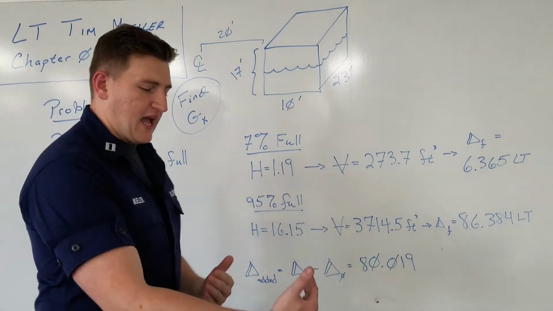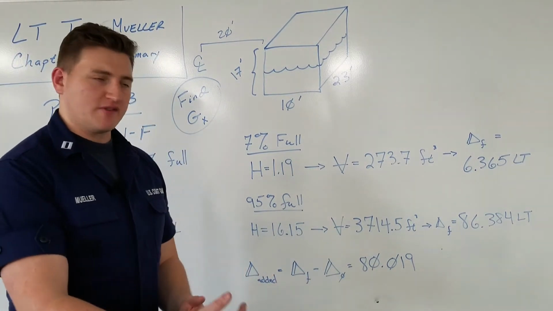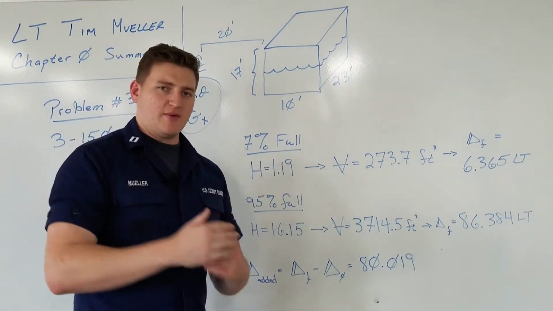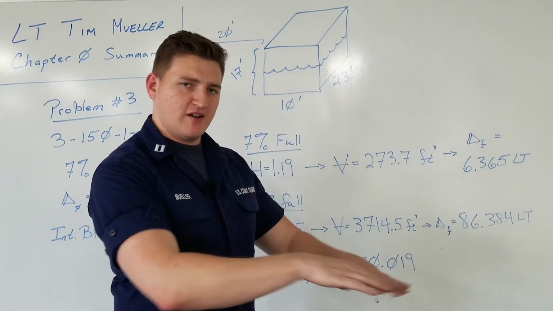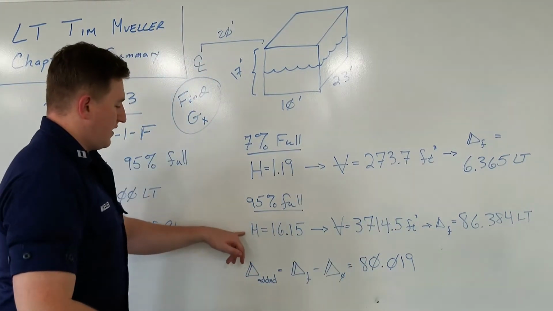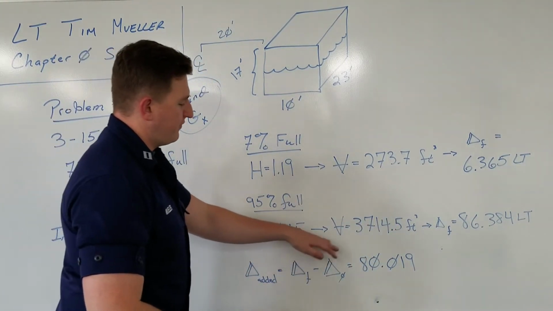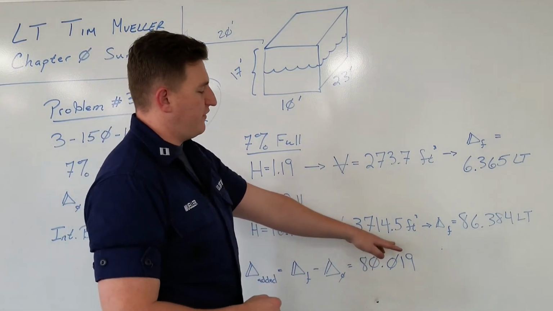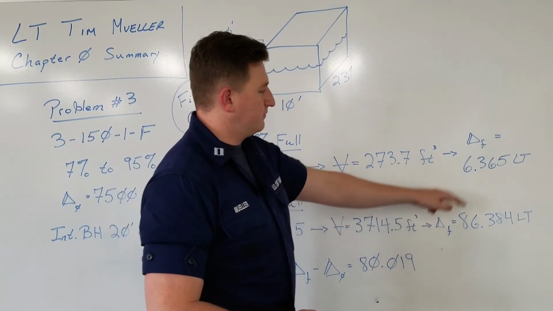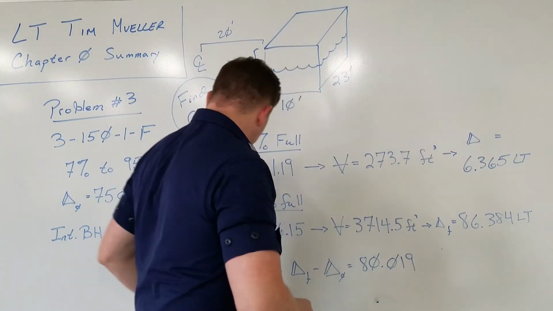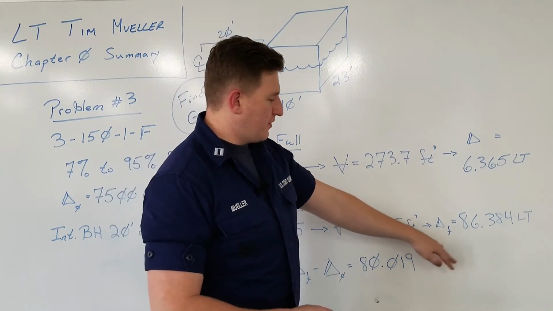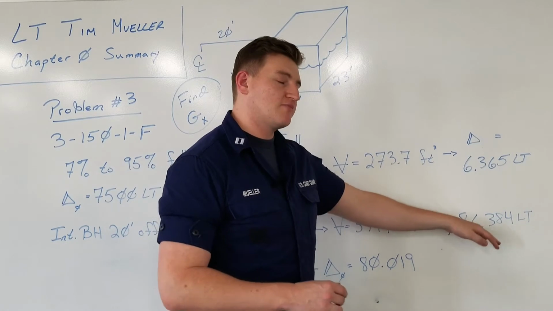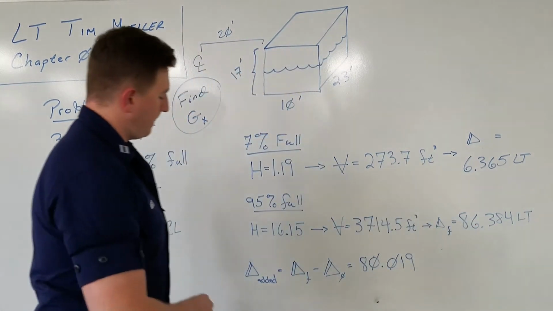Now let's go into the after condition, where we're at 95% full. The exact same steps apply. We have to find that height, then we calculate our volume, divide by specific volume, and we get our displacement. Height is going to be 16.15. Calculate your volume. It's going to be a little bit above 3,700 cubic feet. And then your final displacement is going to be 86.384 long tons.